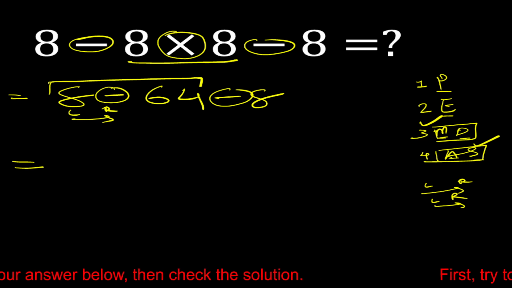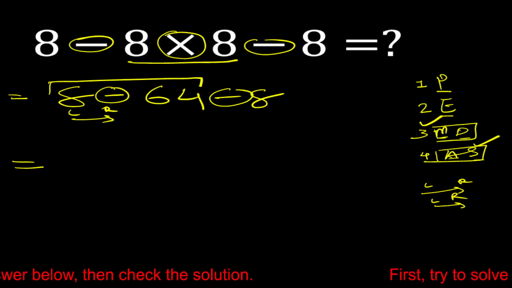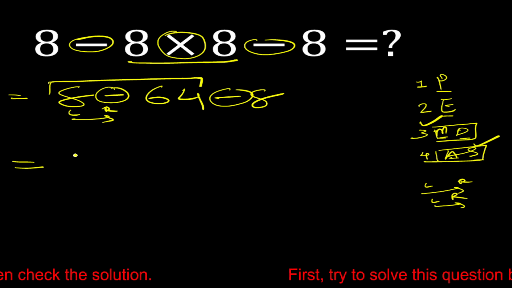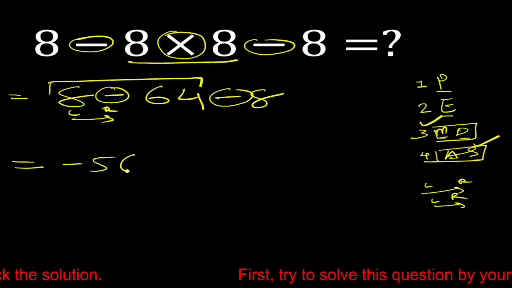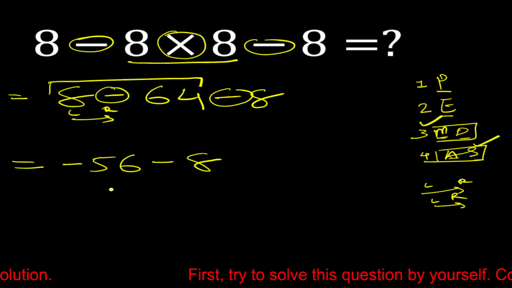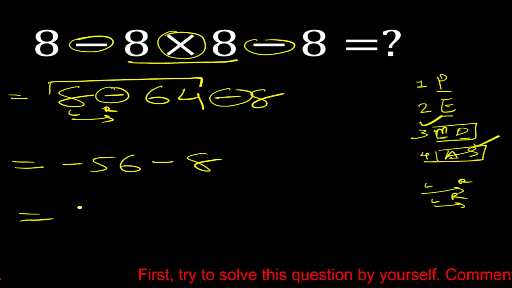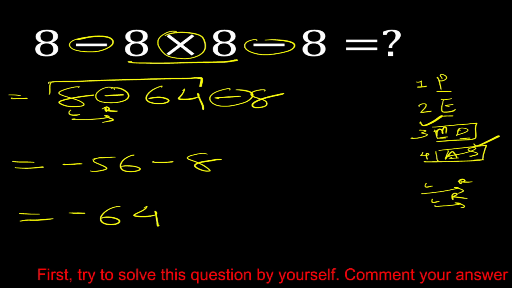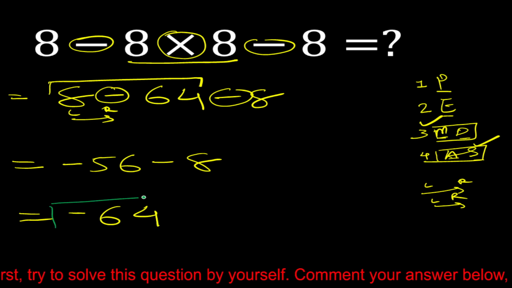so 8 minus 64 is equal to minus 56 minus 8. So now minus 56 minus 8 is equal to minus 64. So the correct answer is minus 64.